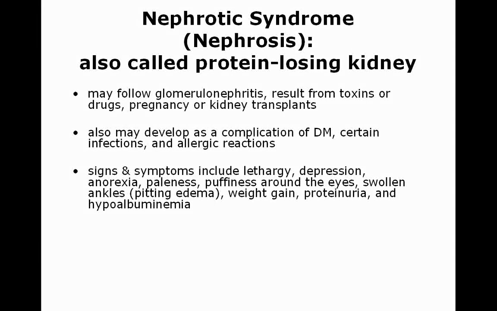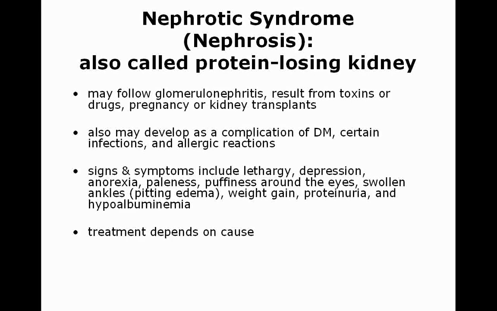Signs and symptoms: there's going to be some edema there, puffiness around the eyes, swollen ankles, depression, anorexia, just really not feeling like eating, paleness, weight gain, proteinuria again. And when the person has the proteinuria, where they're losing albumin in the urine, they'll also have hypoalbuminemia because they don't have that albumin staying in the bloodstream. So they have low levels of the albumin in the blood when they have the albumin escaping in the urine as proteinuria.